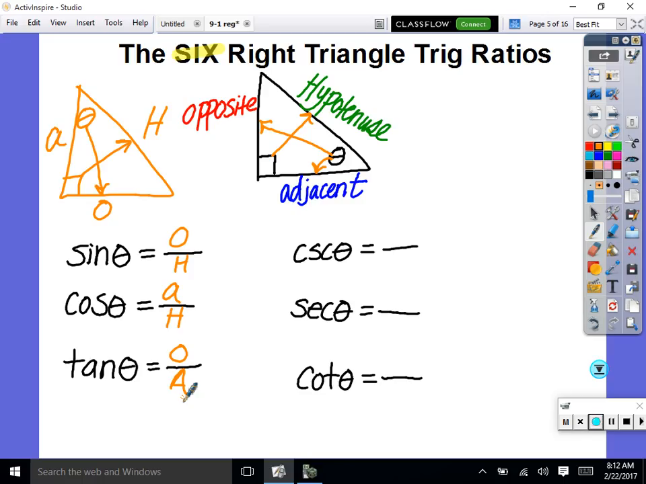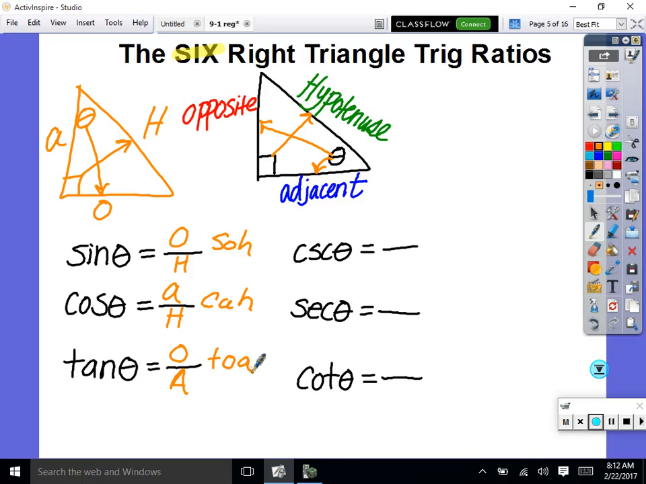Okay, so then there's other people that remember it as this. So sine is opposite over hypotenuse, cosine is adjacent over hypotenuse, and then tangent is opposite over adjacent. However you remember it is good with me, but I'm just going to probably use, oh heck, another hour of agony. Does that make sense, everybody?